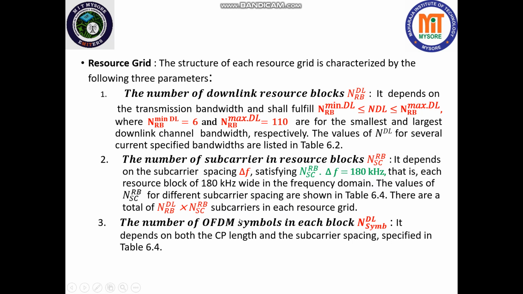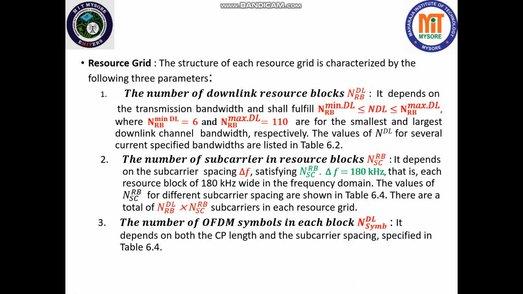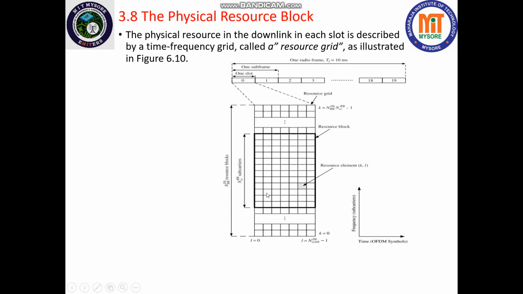Next is the number of OFDM symbols in each block. Now we have seen how many subcarriers are there in this block, that is 12. How many OFDM symbols will be there? That is 1, 2, 3, 4, 5, 6, 7. You can count 7 over here. 7 OFDM symbols per each resource block. That means there will be 12 subcarriers and 7 OFDM symbols.